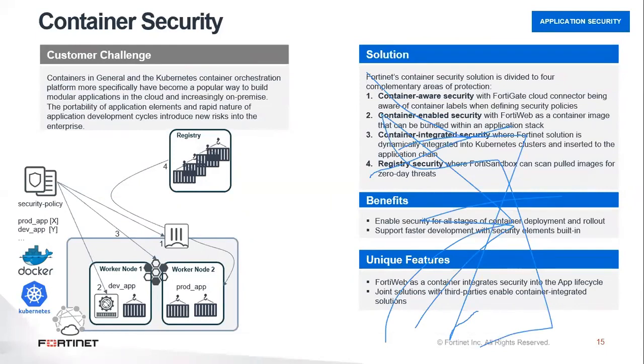Fortinet container security, as I mentioned, is divided into 4 complementary areas: container-aware security, then container integration with the FortiGate cloud connector, which enables awareness of container labels when defining security. Then it also integrates with FortiWeb. This integrated container security allows Fortinet solutions to be dynamically integrated into Kubernetes clusters, and also with FortiSandbox, which scans pods, so you can pre-configure container images with 0 defects.